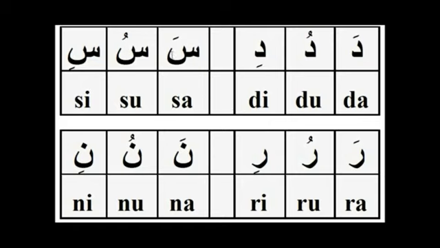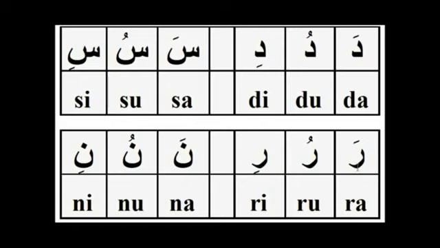Here, the example, you can see it on the seen. The fatha above the seen, so it would make the sound sa. Here, the dhamma, short vowel u, above the seen, the sound would be su. And the short vowel i, which is called the kasra, here below the seen, the sound would be si. Sa, su, si.